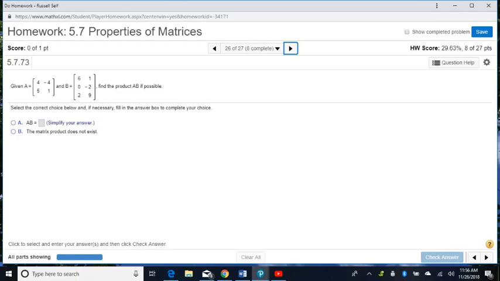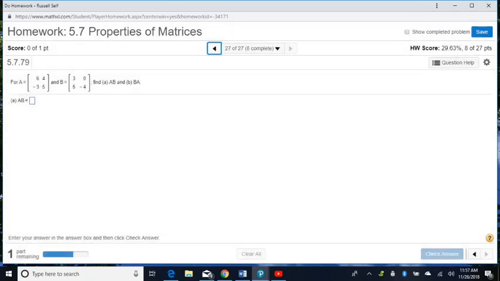Okay, and here, part of AB. So A is a 2 by 2. B is a 3 by 2. So those two can't be multiplied. Be happy about that. And finally, they want you to find the product of all of them, but since they're 2 by 2, you can find the product both ways, right? Because they're both 2 by 2, so it's easy. You're going to have to find the product of all of them.